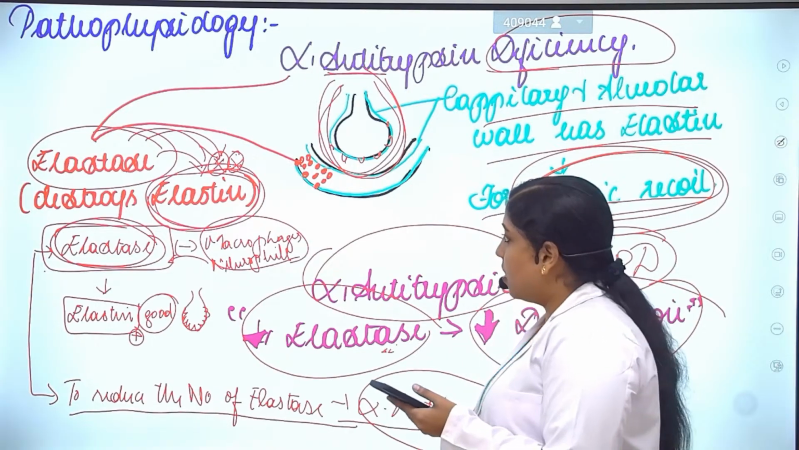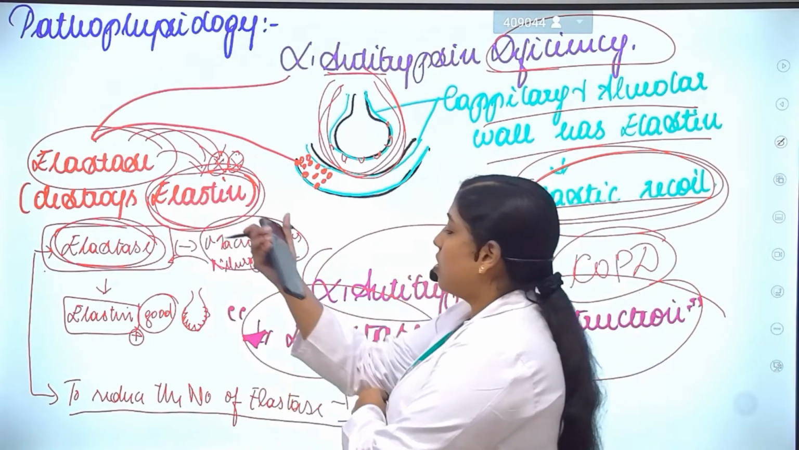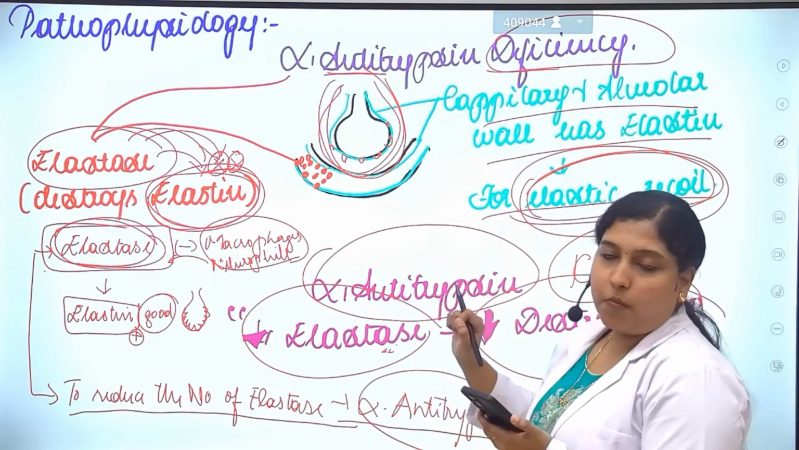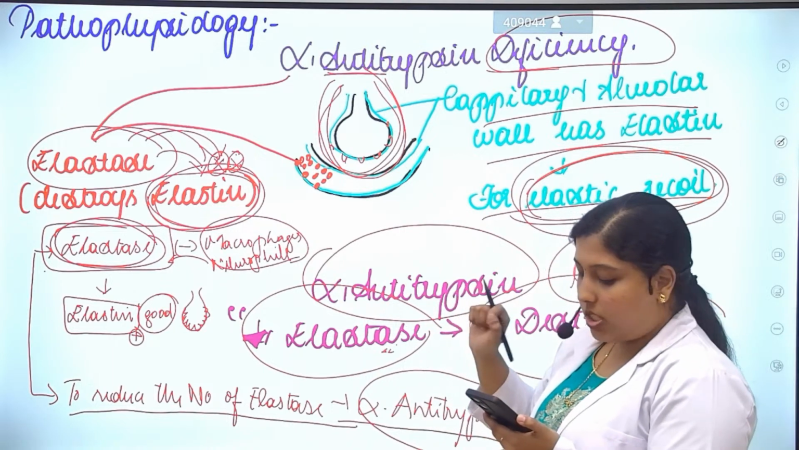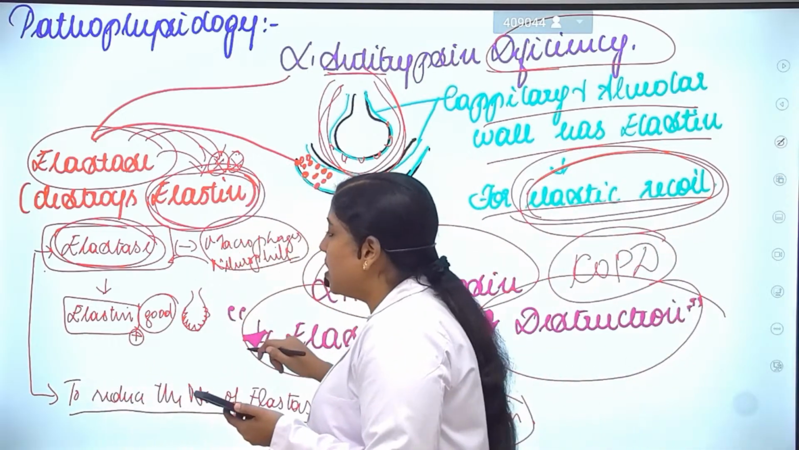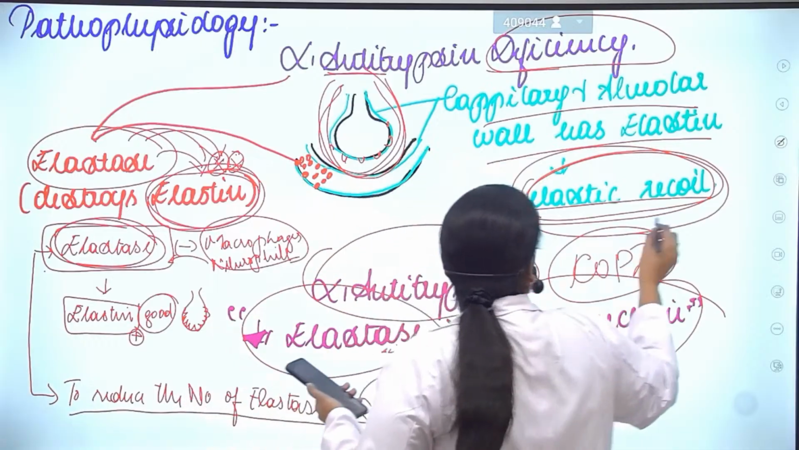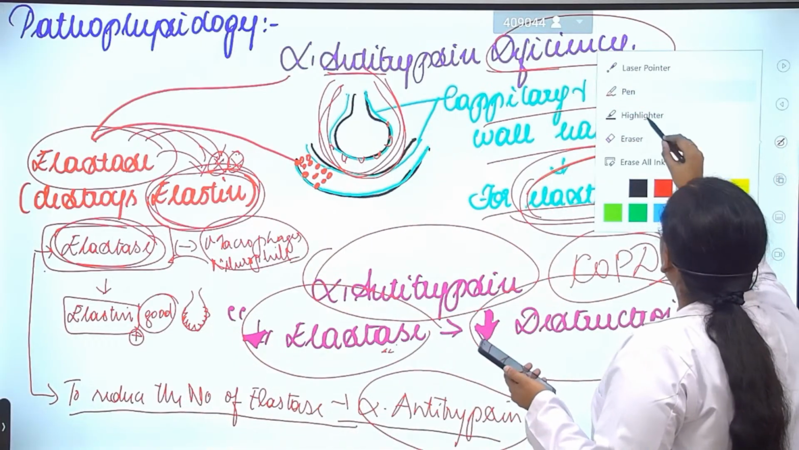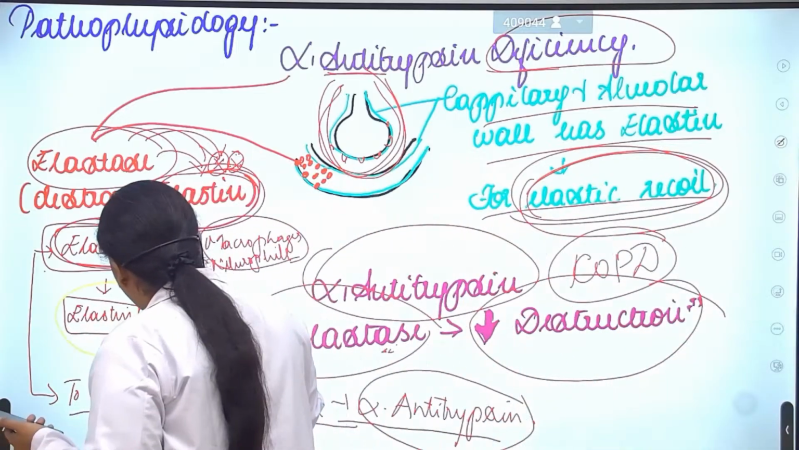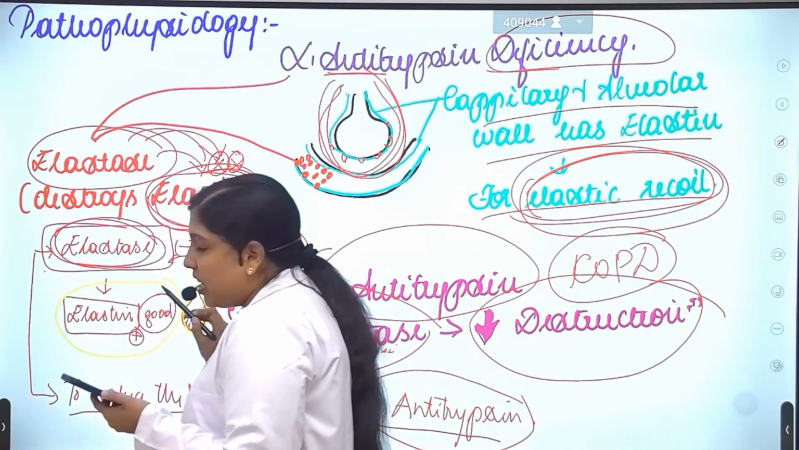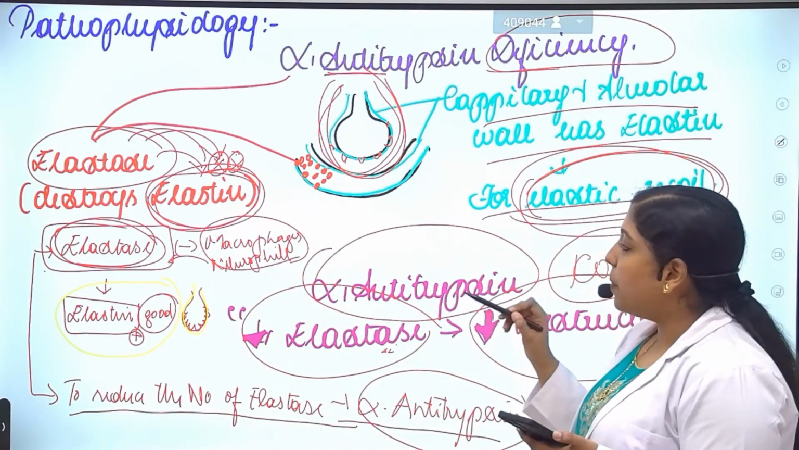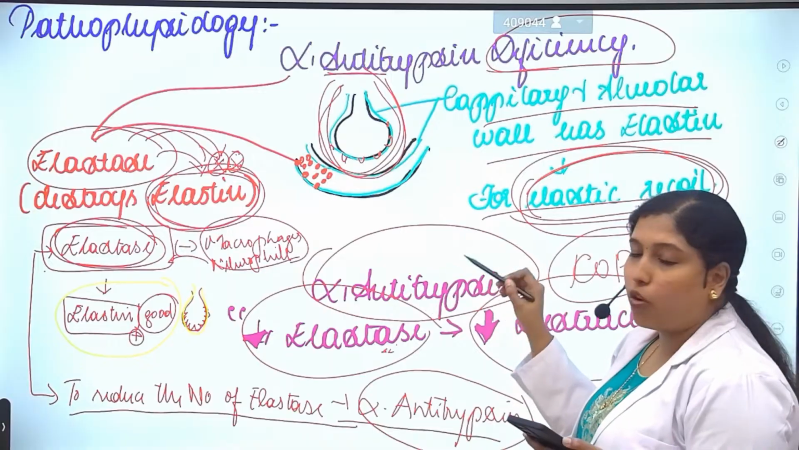So first and foremost, what is the role of alpha-1 antitrypsin in the pathophysiology of COPD? First I said we have an important component, elastin, which is a good component. Elastin is the good component we have, which is helping in maintaining the elastic recoil of the alveoli.